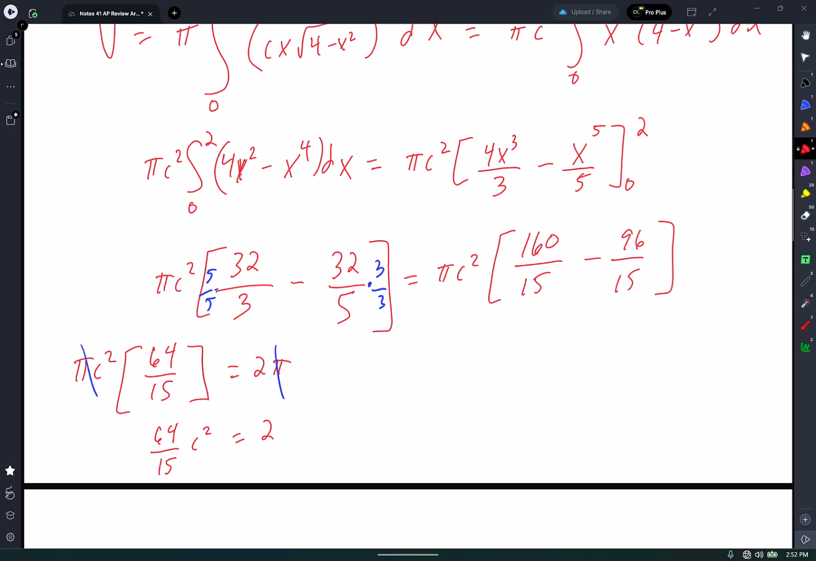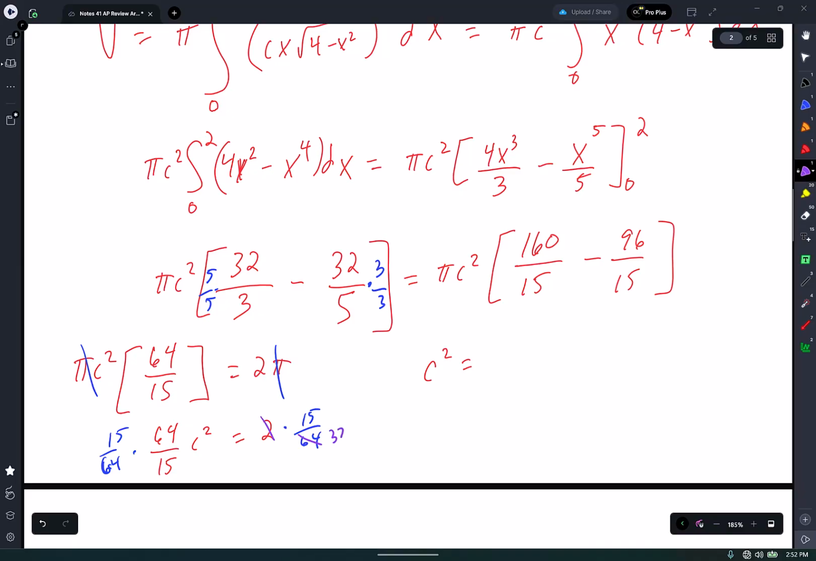I'm going to multiply by the reciprocal, times 15 over 64. C squared equals, here's how I like to do it, guys. You can say 30 over 64, but I think it's easier for me at least if I say 2 goes into 64 32 times. So I'm going to say 15 over 32.